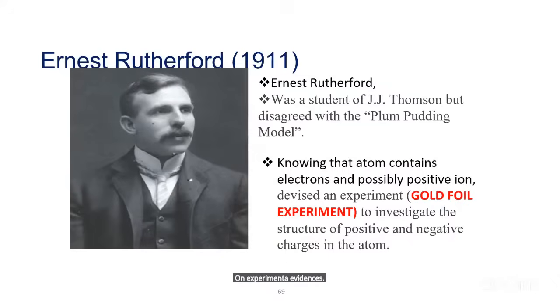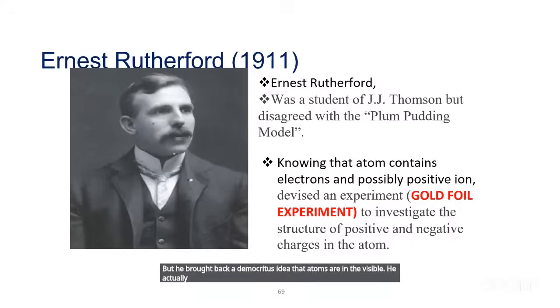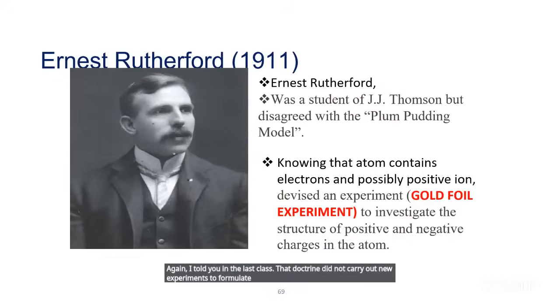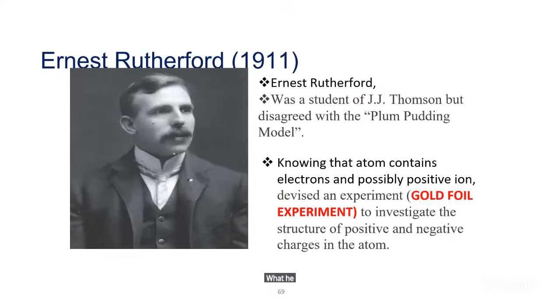Now, experimental work came in the times of Dalton. Dalton, like I told you, is a British chemist. But he brought back Democritus's idea that atoms are indivisible. He actually saw atom as the smallest form of all matter. Again, I told you in the last class that Dalton did not carry out new experiments to formulate his atomic theory. What he did was he based his experiments on evidences from laws of what? Laws of chemical combination. These laws were in existence. He just based his argument and experiment on that.